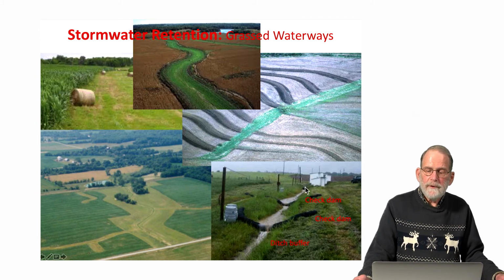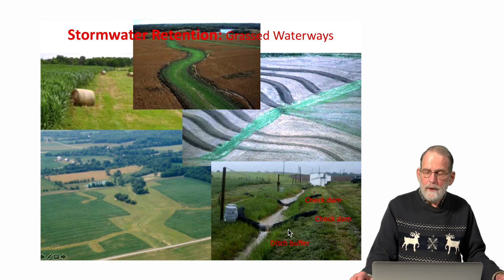Here we see a drainage ditch with a series of check dams in it, and the check dams slow down the rate of discharge, help retain water behind each of the check dams, and then we have a grassed filter strip planted along the side of the ditch.